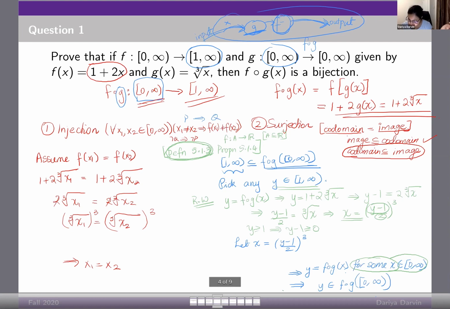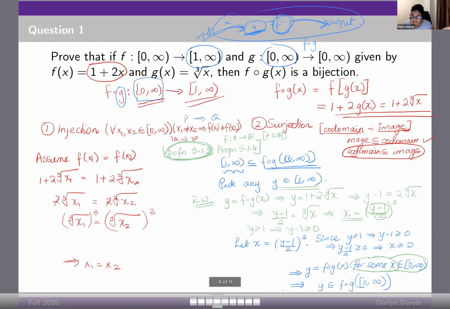Now again, we have to check x is in the domain. So you will have to write that since y is bigger than or equal to 1, this means y minus 1 is bigger than or equal to 0. So y minus 1 by 2 is bigger than or equal to 0. So x is bigger than or equal to 0. Okay, so this part is very important, something people miss a lot, confirming that our x is in the domain.